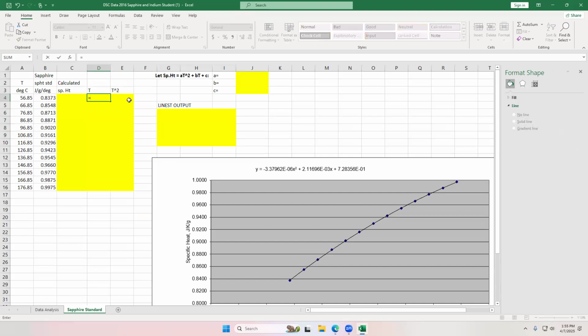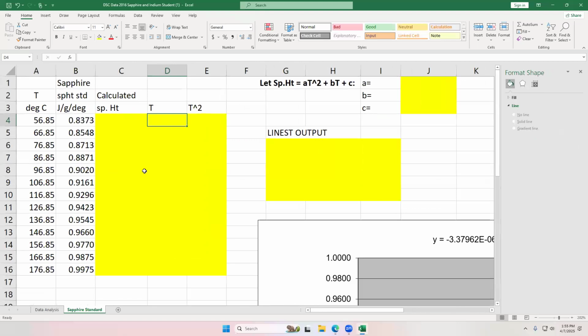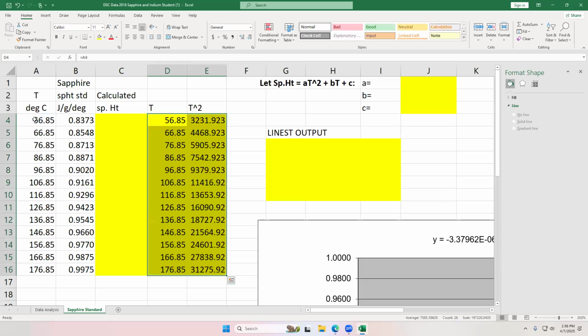The temperature for the first data point is this number, A4, and T squared would be this one squared. You can just copy that down. So you have a table of T and T squared, 2 columns, one for T and one for T squared, so you can do a LINEST.